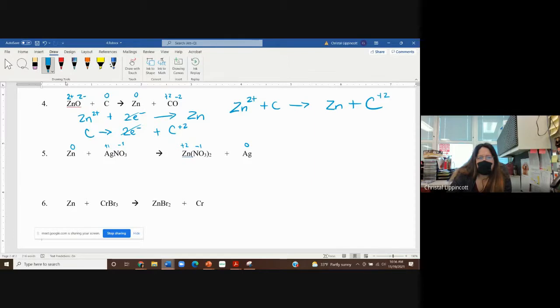All right, so here we've got zinc. Zinc is giving off 2 electrons to become zinc 2+. That silver then is going to pick up an electron to become Ag. These are not balanced, so I need to go through and balance them. So I'm going to put a 2 here, a 2 here, and a 2 here. Now they'll cancel, and then I write what's left over.